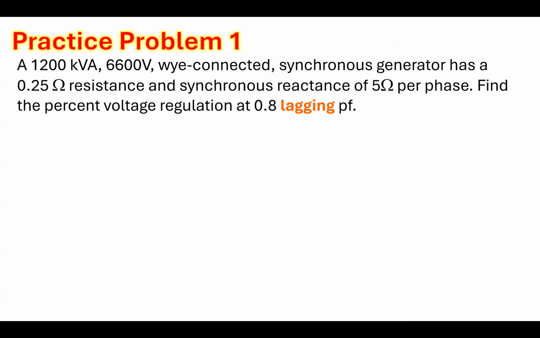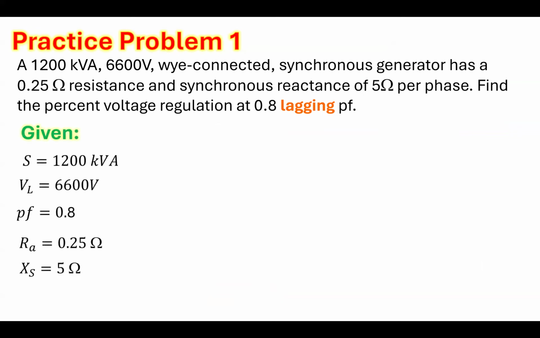So let's have practice problem number 1. A 1200 kVA, 6600 volts, Y-connected synchronous generator has a 0.25 ohms resistance and synchronous reactance of 5 ohms per phase. Find the percent voltage regulation at 0.8 lagging power factor.